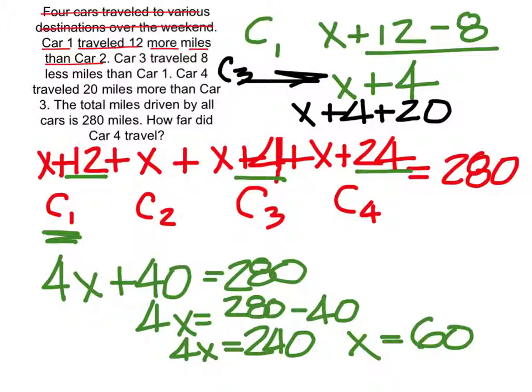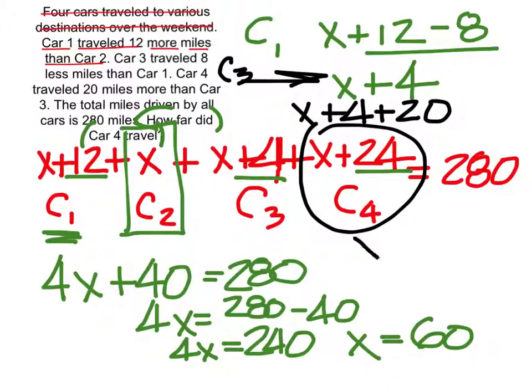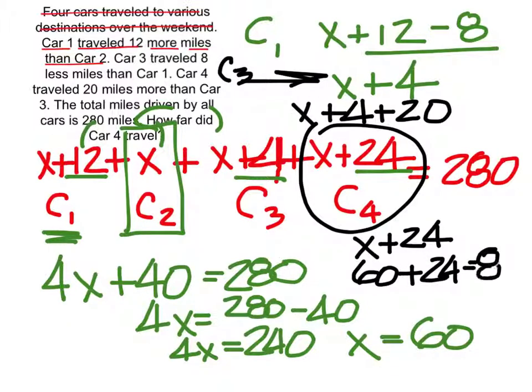Now 60 refers to what car? Car 2, because x equals 60 and car 2 is just x. And that comes from right here. What are we looking for though? Car 4, yeah, the last sentence in here. How far did car 4 travel? So car 4 was represented by x plus 24. We found x to be 60. So 60 plus 24 is 84.